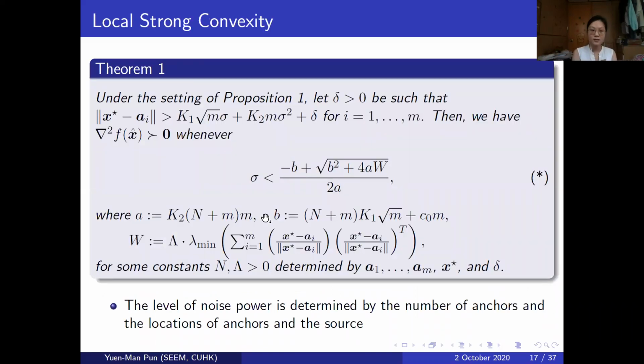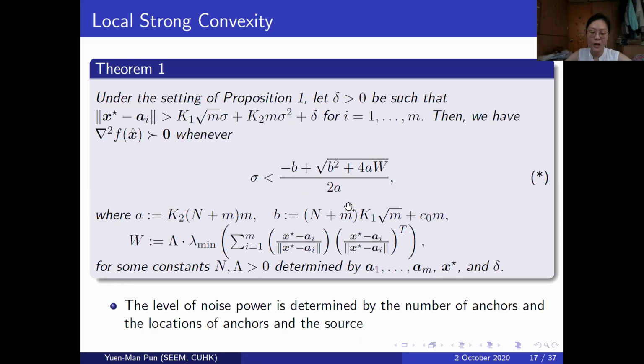So having this estimation error, we can now prove the local strong convexity. We need the noise assumption, and we do not want the true location to be too close to the anchors because of some differentiability issues. Then at the ML estimate, the Hessian is positive definite. That is, we have a local strong convexity result at the ML estimate whenever the noise is small enough.